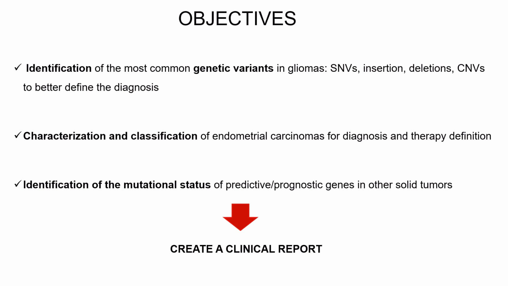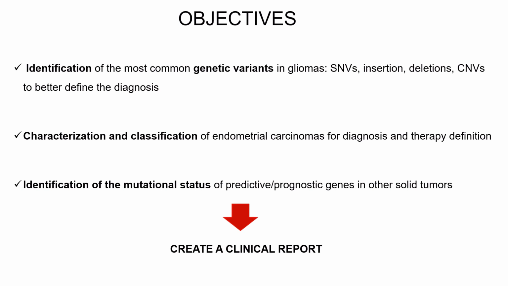Then the last point is the identification of the mutational status of predictive and prognostic genes in other solid tumors. In fact, this is another application of our routine diagnostic panel. Our goal was to identify mutations in predictive and prognostic genes across various solid tumors. These include assessing genes such as EGFR, KRAS, BRAF, and other genes that are very important to inform treatment strategies and predict the patient outcome.